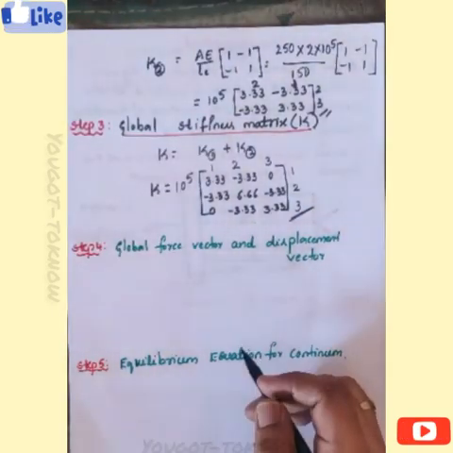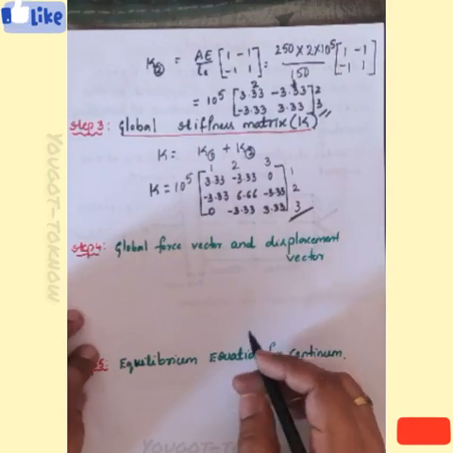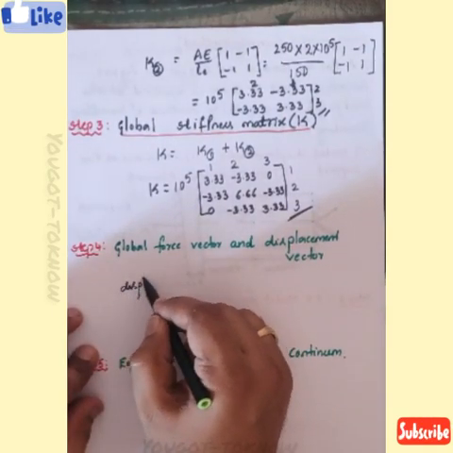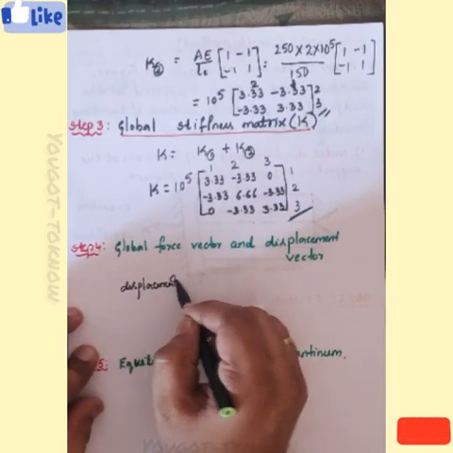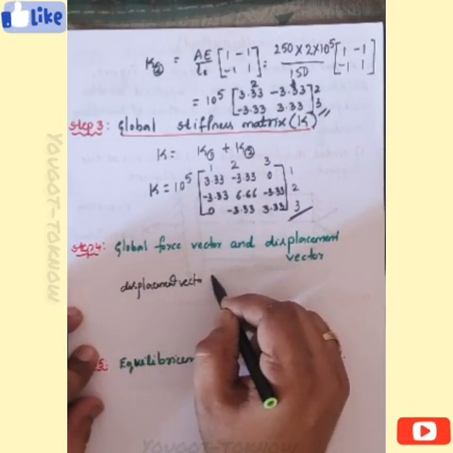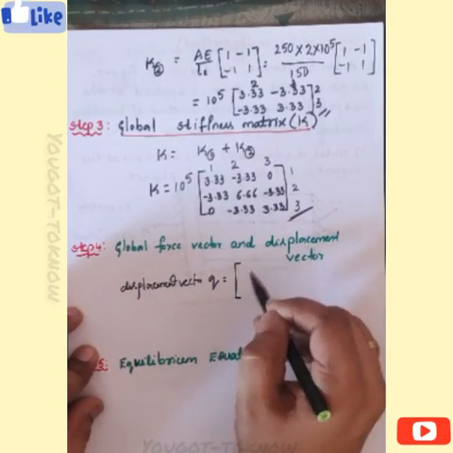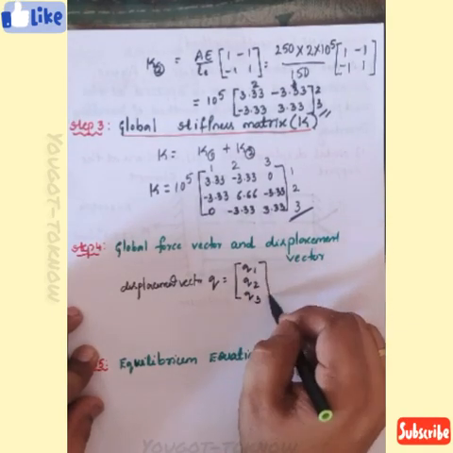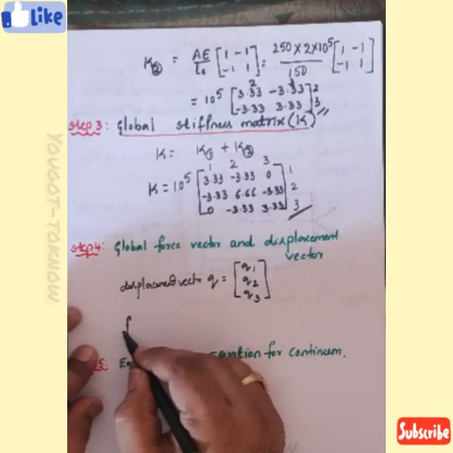After the global stiffness matrix, what is the next step? You want to do your global force vector and displacement vector. First we will take the displacement vector. What is the displacement vector representation? Q. How many Q values are you going to determine? 3. That is Q1, Q2, Q3, because 3 nodes will be there. Then what is the next one? Force vector.